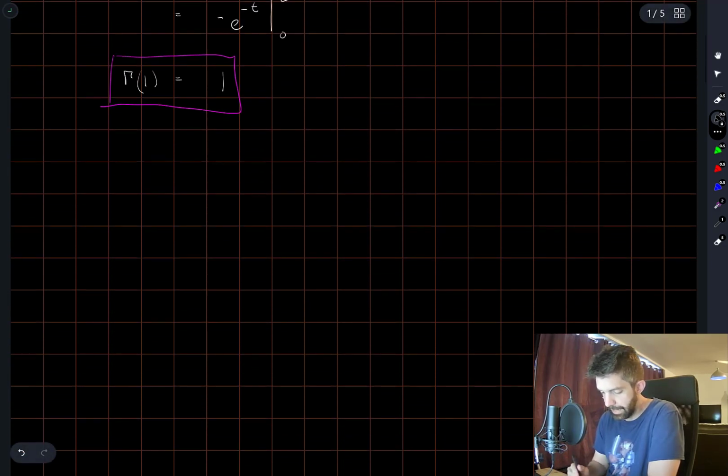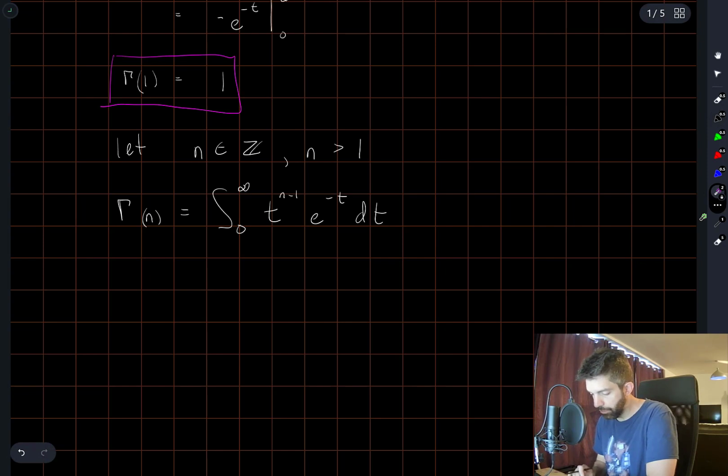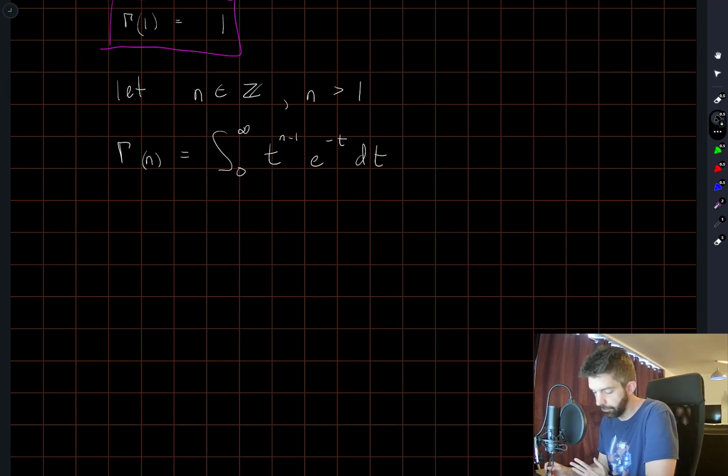So now what I want to do is let n be an integer, n greater than 1, and I want to evaluate gamma of n, which from the definition of the gamma function is equal to this. And now I'm going to use integration by parts. This is a function that I can differentiate very easily, and this is a function I can integrate very easily. This lends itself to integration by parts very nicely. So let me go ahead and do those substitutions.